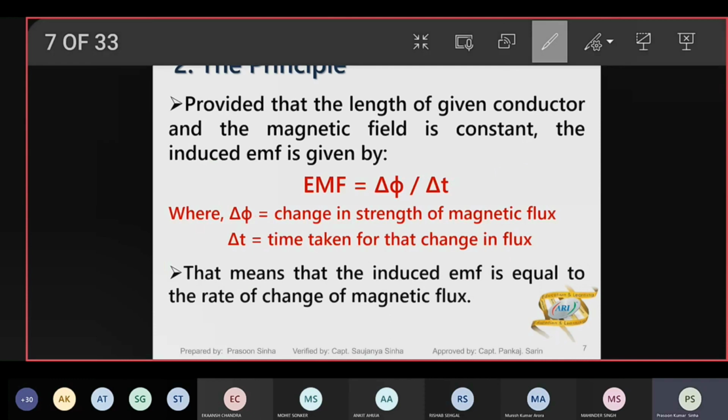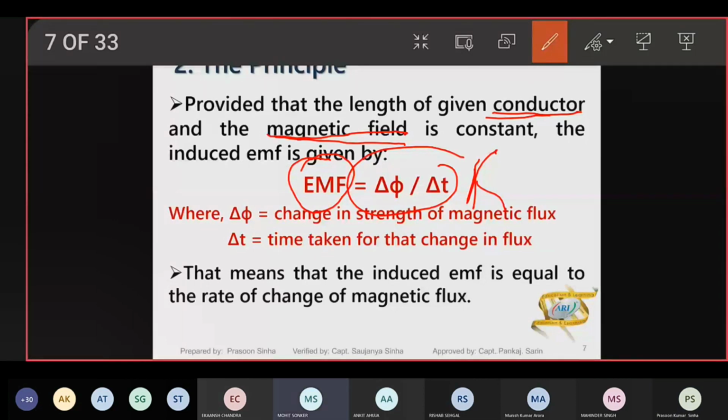So if two factors are constant, the magnetic field and the conductor length, then it becomes EMF is directly proportional to rate of change of flux. Of course, there will be a factor of K. That K will depend on the length and magnetic field का constant जो है उससे define होगा। Delta phi by delta T is basically rate of change of flux passing through the conductor. Yes, sir. Rate of change of flux.